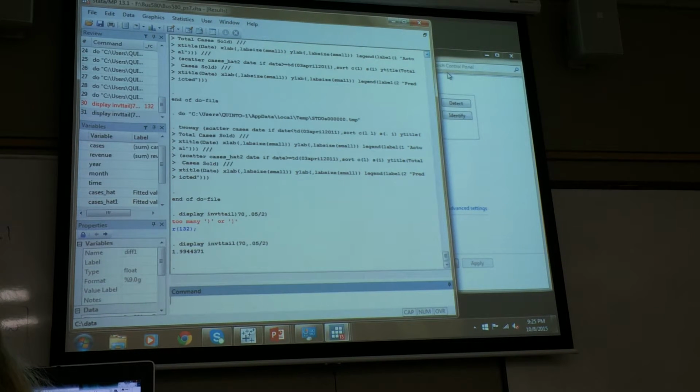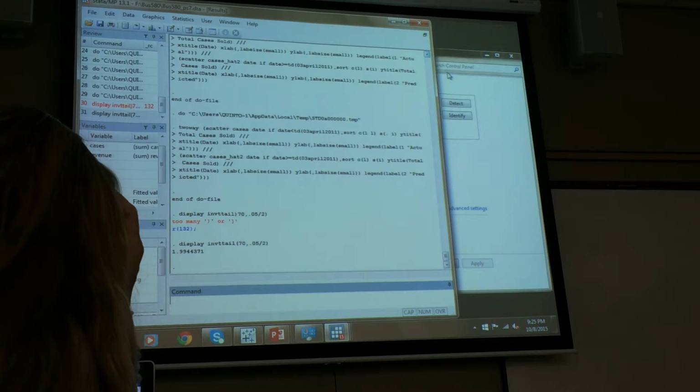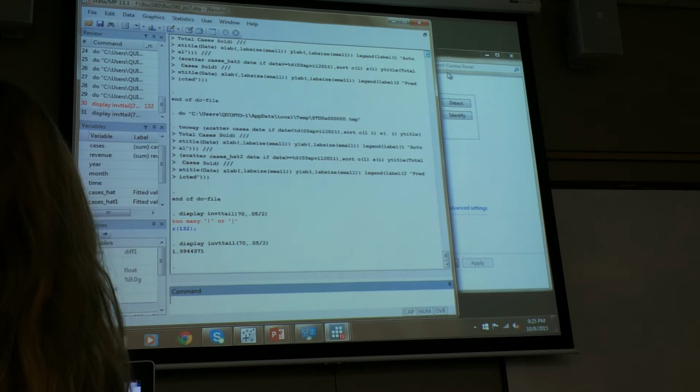Can you tell me how you calculated the 70 again? Number of periods, 83, minus the number of variables in the model, which was 13, minus 1. I'm sorry, which is 12 minus 1, because we had 11 months and then time.